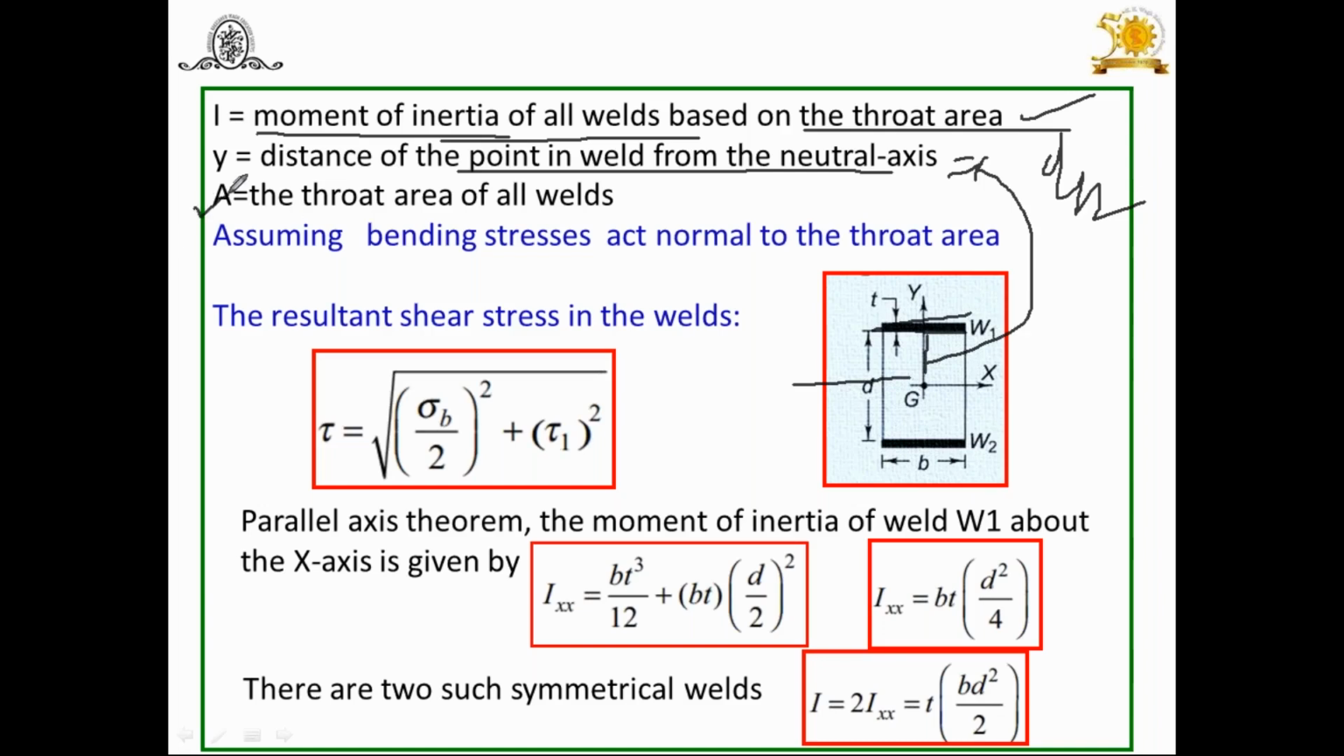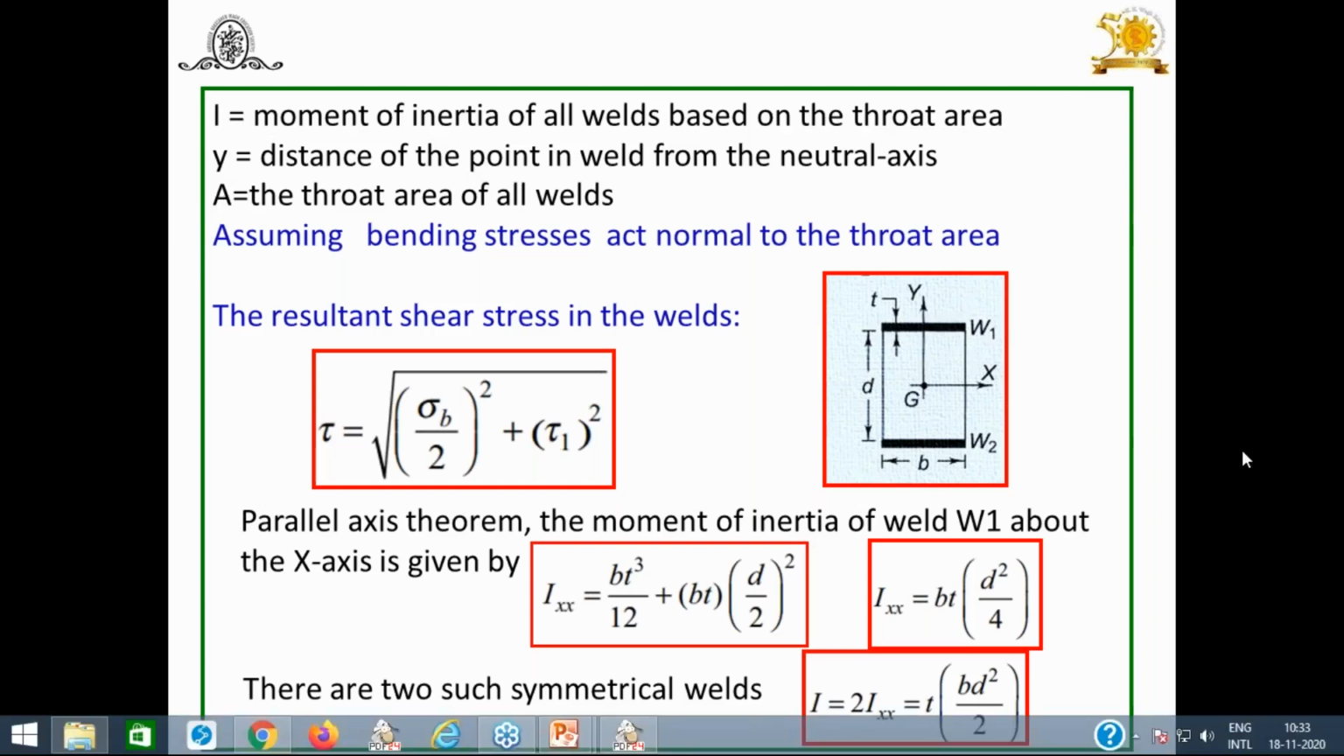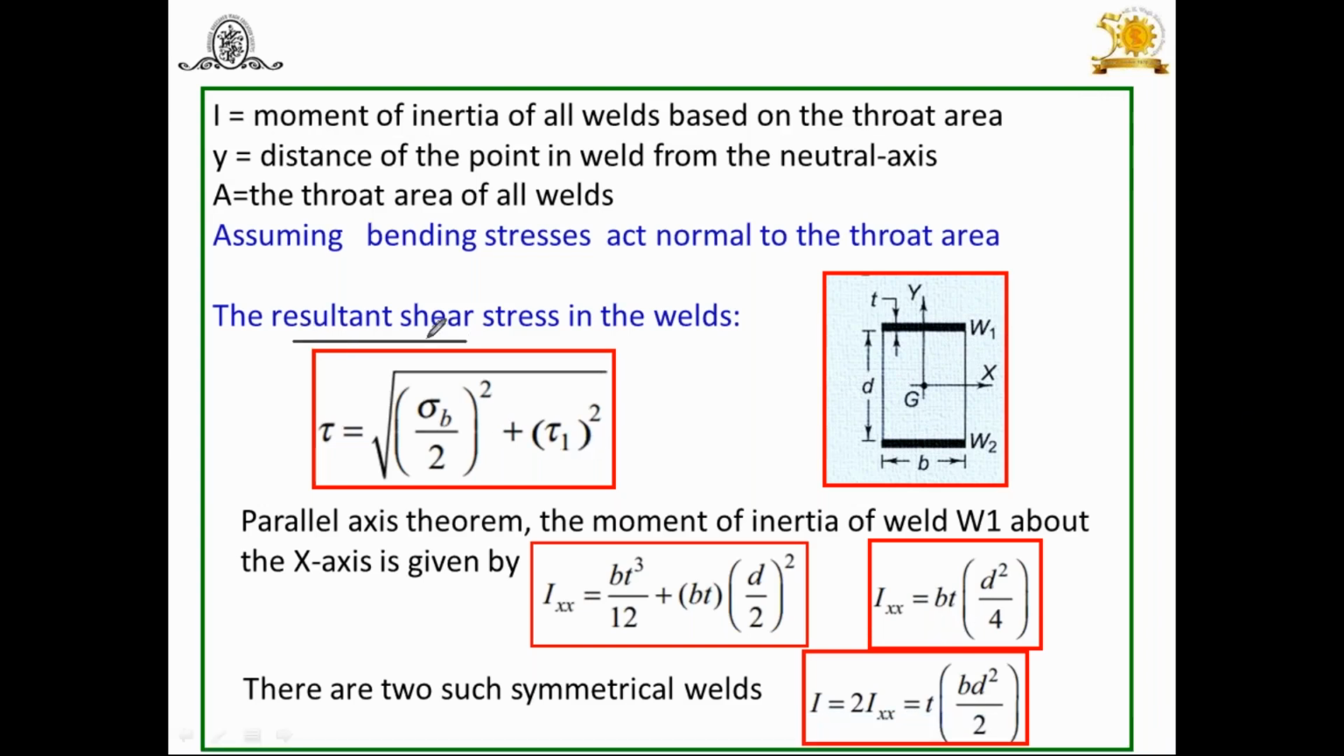Try to understand. The A is equal to the throat area of the welds, and which is required to find out the primary shear stress. And I and Y are required to find out the bending stress. Try to understand. And once you know the primary shear stress and bending stress, then the next step is very simple, to find out the resultant shear stress.